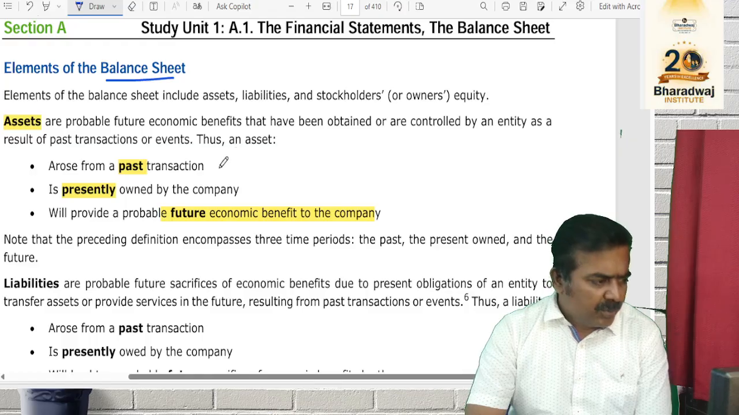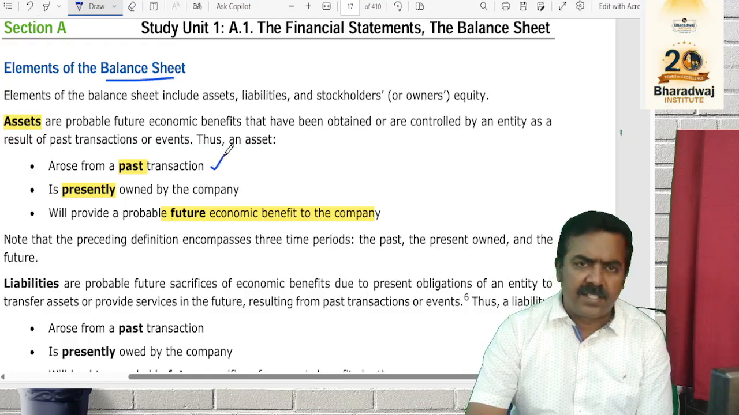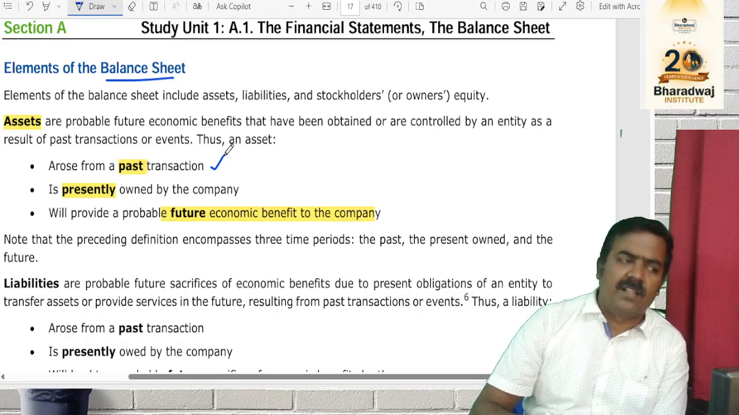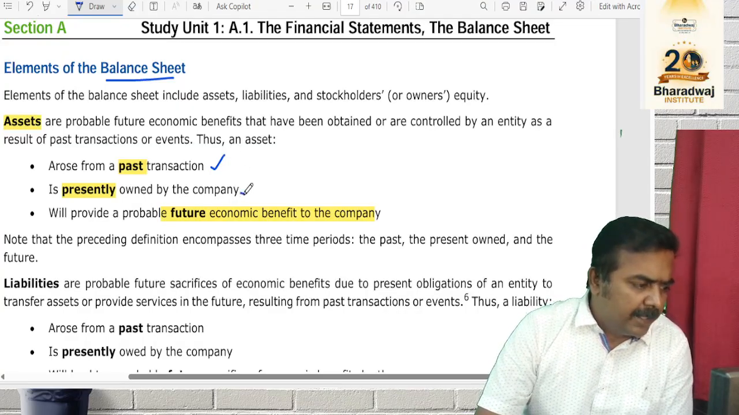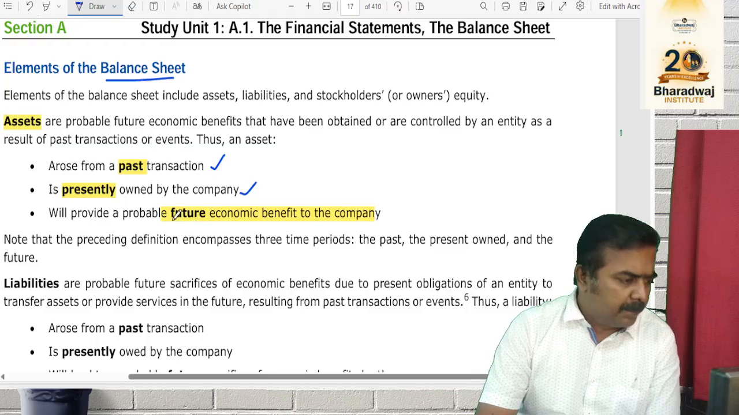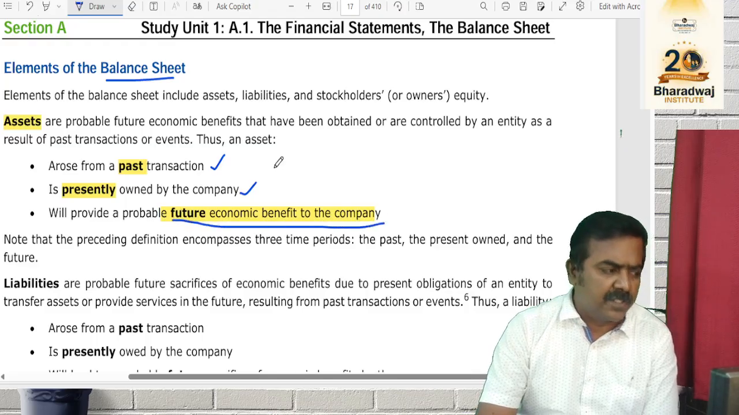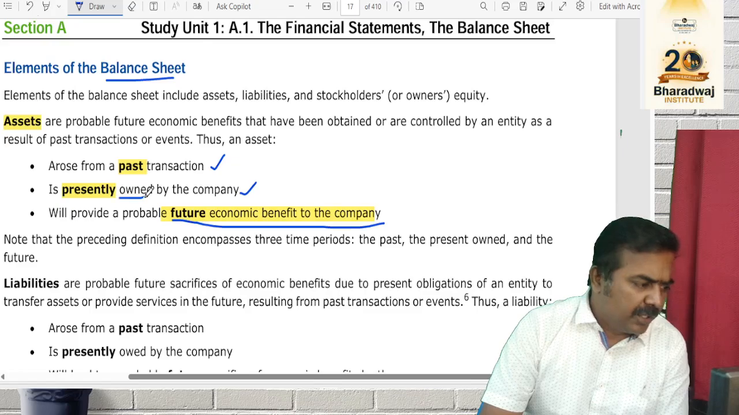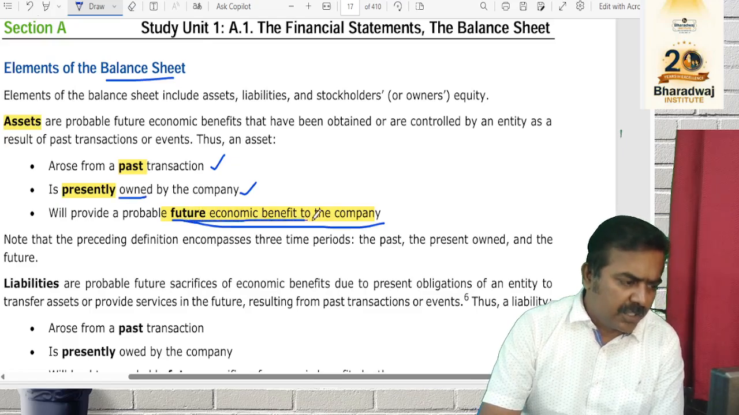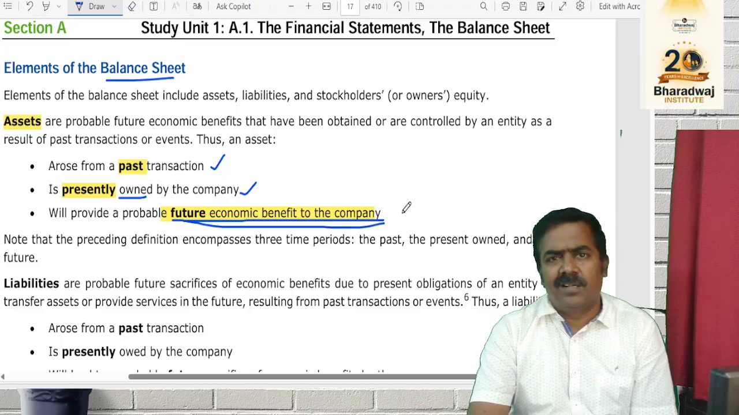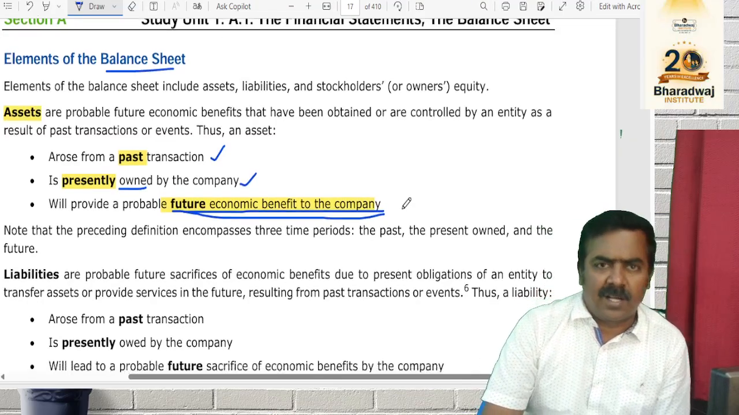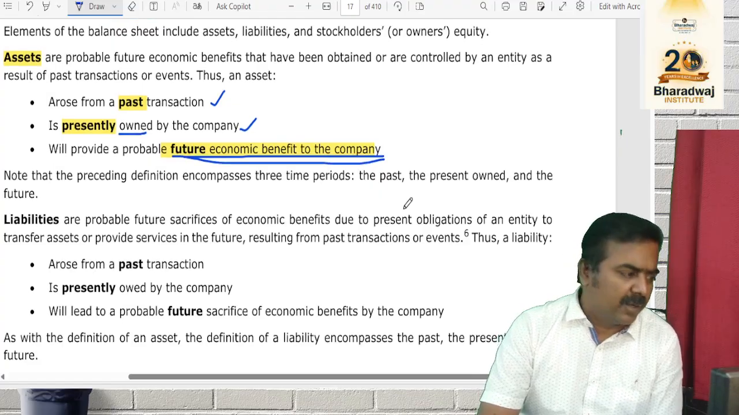Clear? So it's clearly defined: past transaction. It can be a purchase or construction like that. Presently owned by the company. It will give us future economic benefits. If you do not own it, you cannot record the asset. If there is no future economic benefit, then you will not record the asset. You will scrap it or write it off in the P&L account.